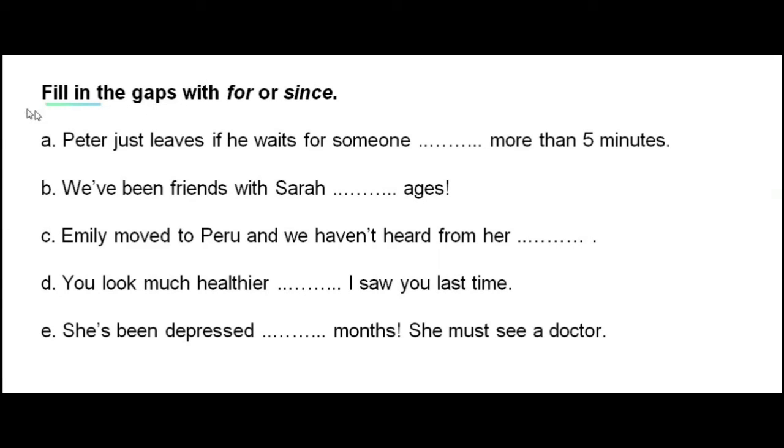Now read the following sentences and fill in the gaps with for or since. A. Peter just leaves if he waits for someone more than 5 minutes. B. We've been friends with Sarah ages. C. Emily moved to Peru and we haven't heard from her. D. You look much healthier. I saw you last time. E. She's been depressed months. She must see a doctor.